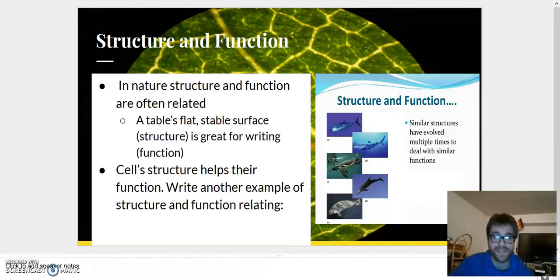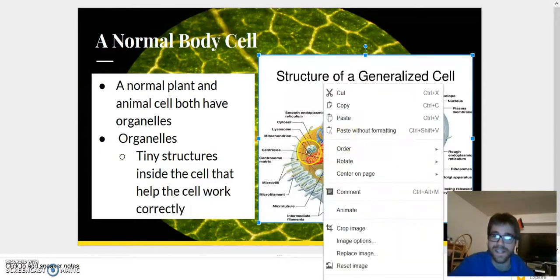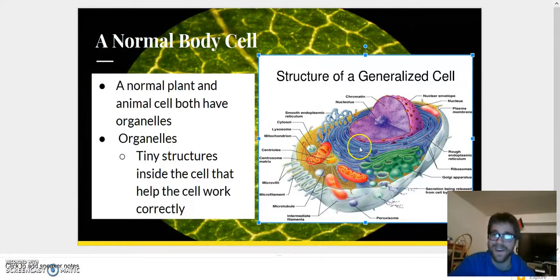Alright, now we get into the real fun stuff. Everyone's favorite, cell organelles. So, speaking of organelles, let's talk about what they are. A normal plant and animal cell have organelles. The organelles are the tiny structures inside the cell that help make it work correctly. So all of these things inside the cell here, they're all organelles.